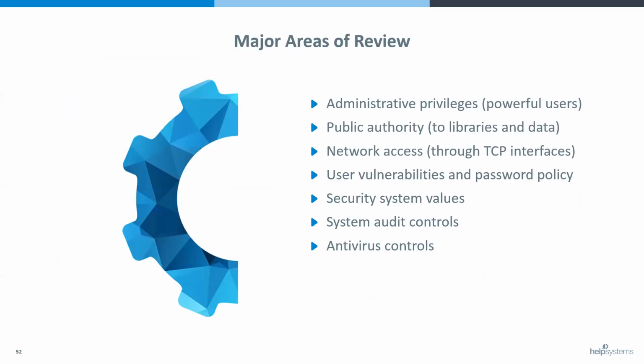So we look at things such as powerful user profiles, default public authorities, network access, system values, password policies, audits, the built-in auditing that's on IBM i and so forth. And we grade you, we compare you to best practices, and we tell you where maybe you can do some improving. And we'll give you an opportunity during the next polling question to request a free security scan from HelpSystems.